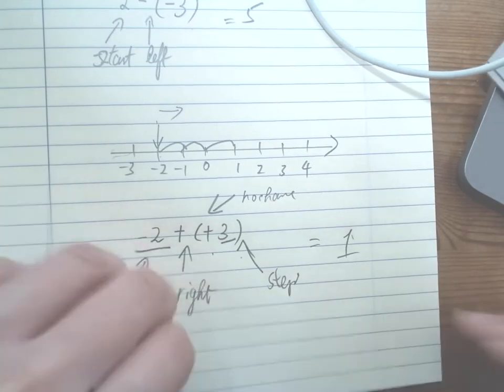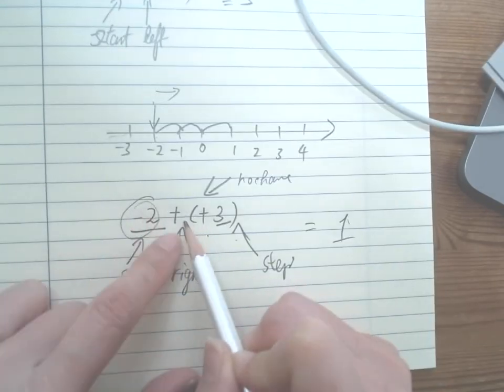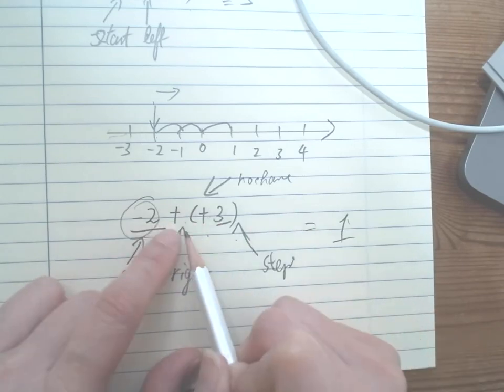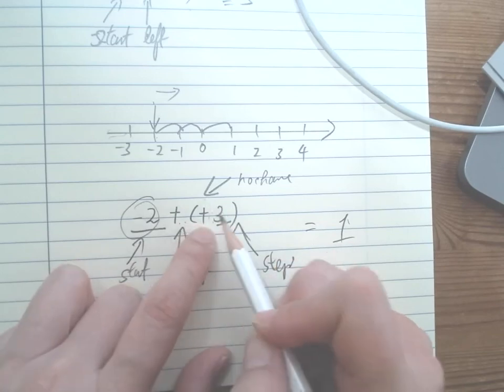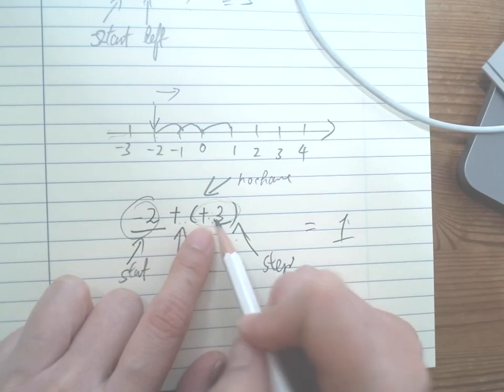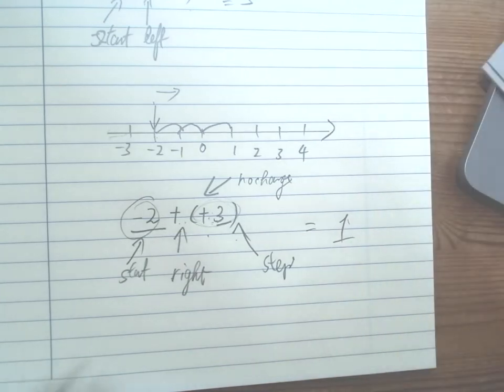Okay, so the way we do it is, the starting point is here. The operation is the initial direction, and the direction of the number will show us if we need to change the direction or not. This is how we use the number line to work with adding and subtracting directed numbers.